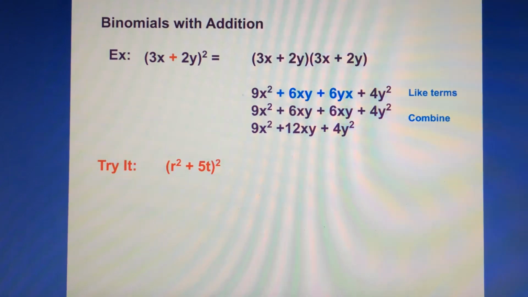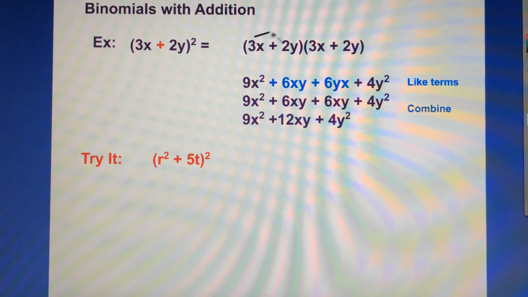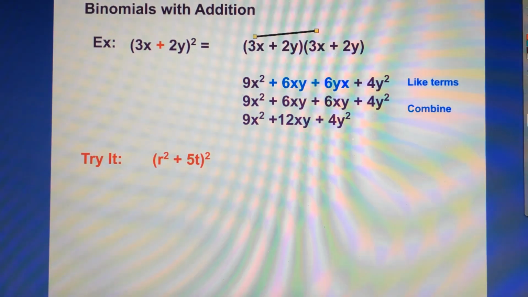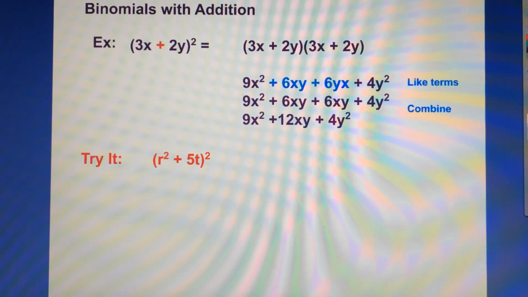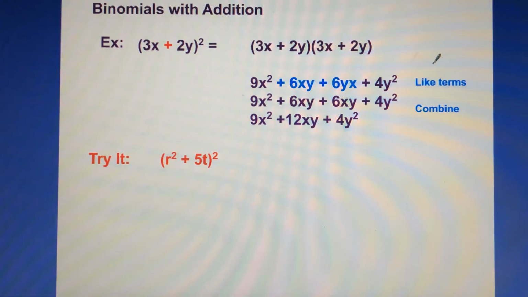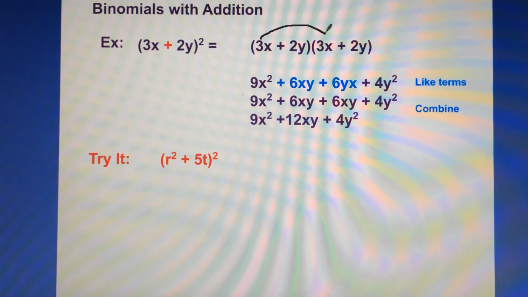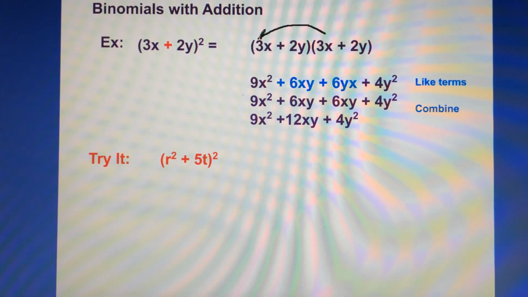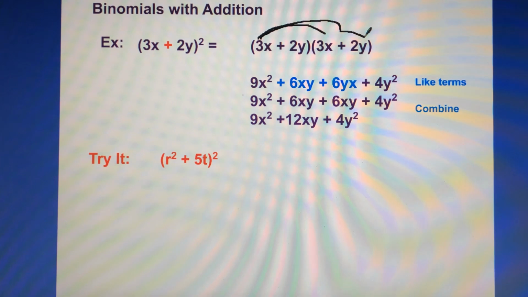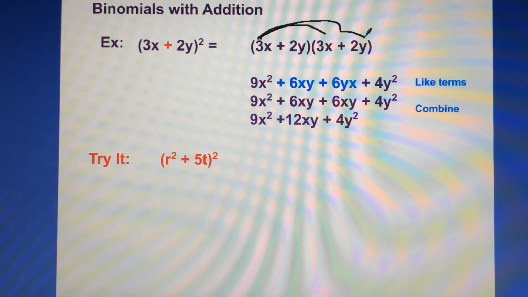3x times 3x. Maybe I need to show you 3x times 3x. Oh, that's not what I want. I want to do a line. Oh, here it is, pencil. So sorry. 3x times 3x is 9x squared. 3x times 2y is 6xy. Now I'm going to go to my second set of distributive property, 2y times 3x.